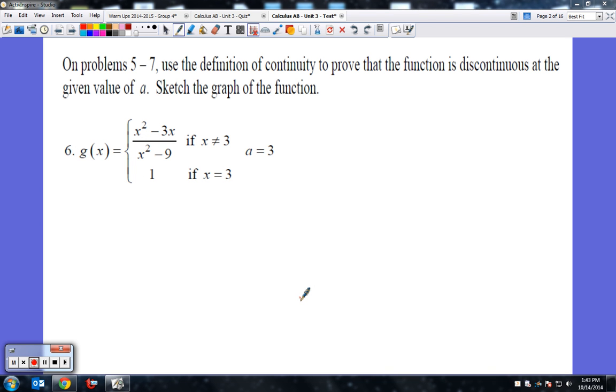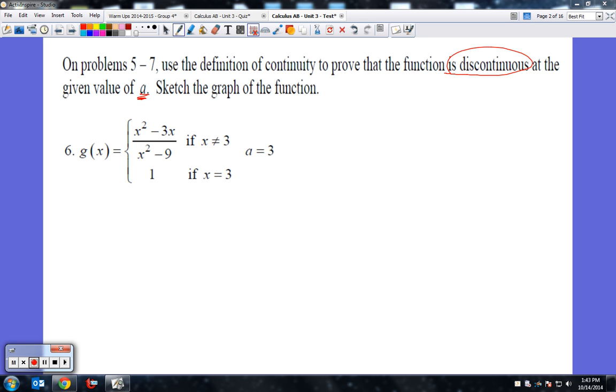Alright, so number 6, it is a piecewise function. It is g of x. It says, again, use the definition of continuity to prove that the function is discontinuous. So one or more than one of those three rules can prove false, and it will be discontinuous. Again, just a reminder, if you want to be continuous, all three have to be true of those three rules.